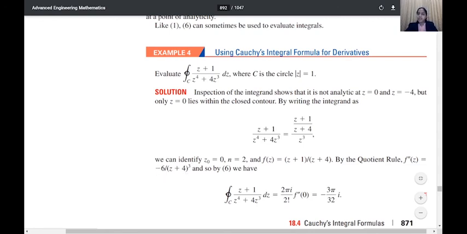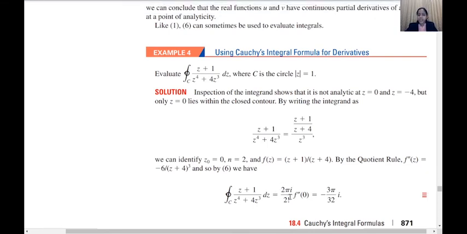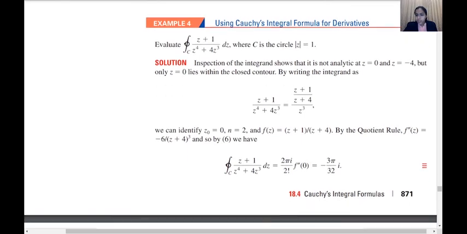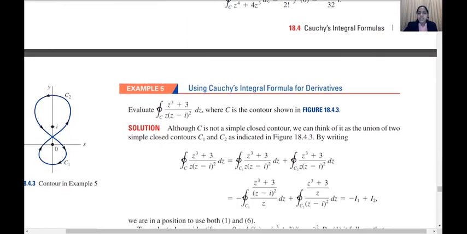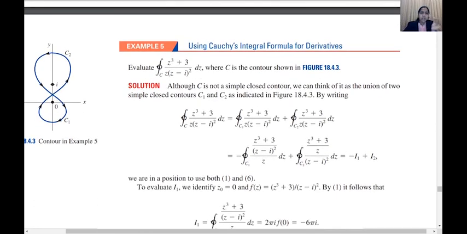So we can apply this directly. We know n is 2, and at z equal to 0, f double dash of 0 is minus 6 divided by 4 cube. So the integral will be 2 pi i divided by 2 factorial into f double dash of 0, which is nothing but minus 3 pi i divided by 32. So I hope that concept is clear. Now we'll move on to another example, which will help you understand this a bit better.